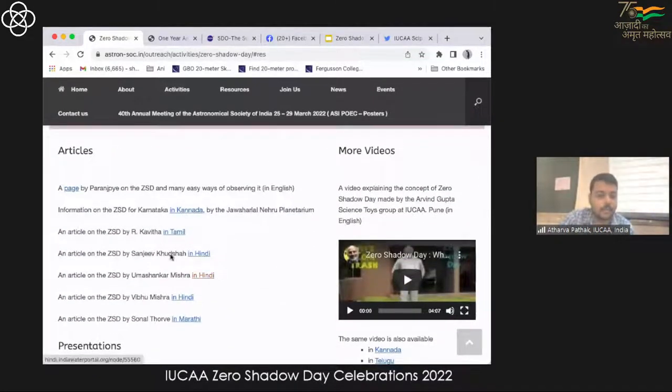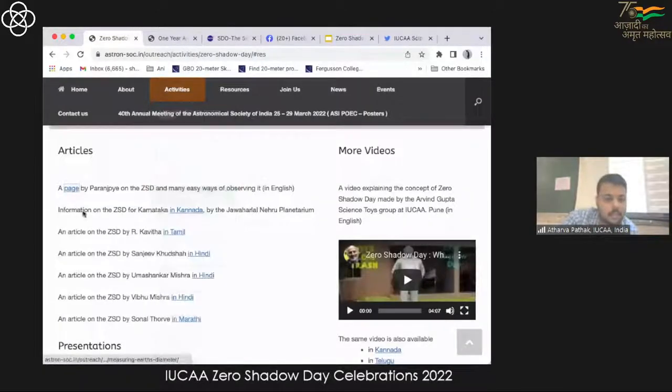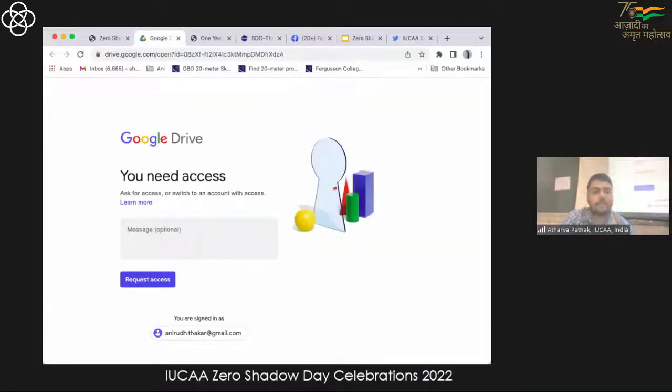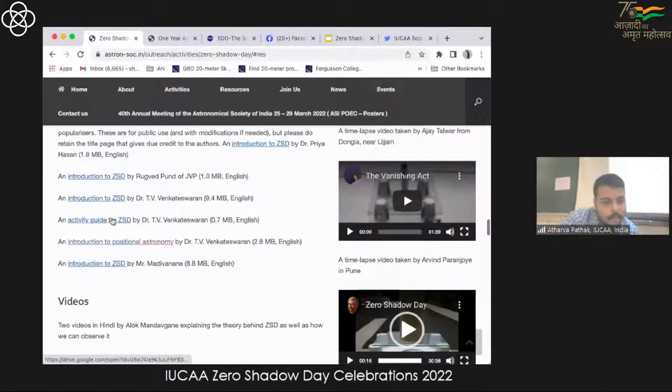So this is a page made by Arvind Baransbeek. Okay, just a second. This is an article in Marathi. Let's see.